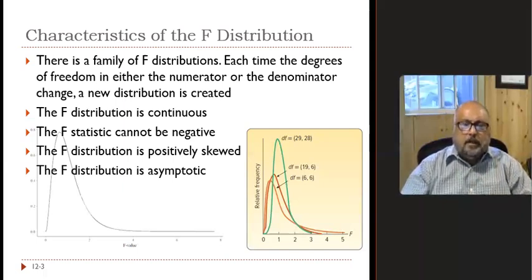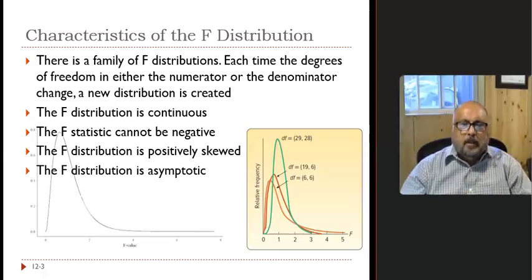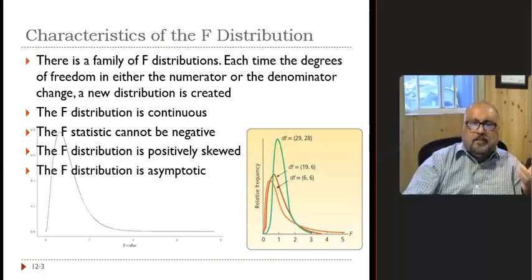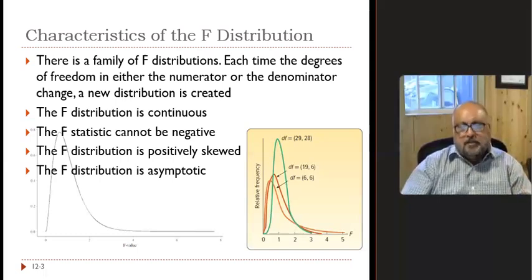And the last characteristic of this is that the F distribution is asymptotic. What it means is that as the F value increases, the curve approaches the horizontal axis, but it never touches it. It never touches, but it approaches. Basically, it keeps going all the way to plus infinity. And F distribution is very useful in hypothesis testing to determine if the observed differences are statistically significant. We will look at some examples to understand what it means.